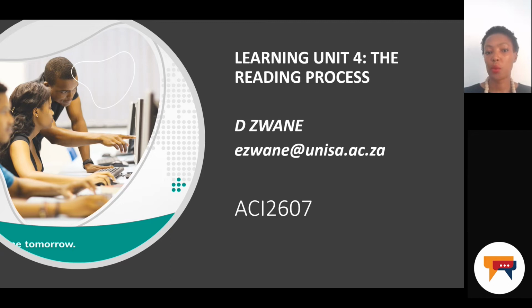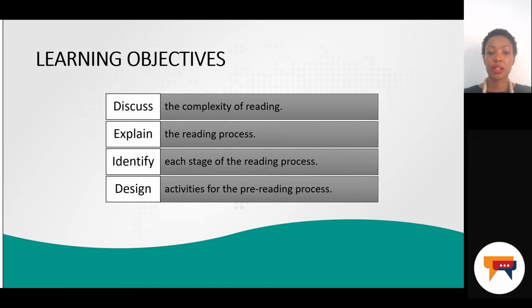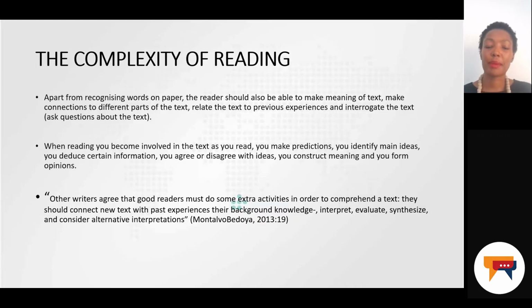And in this recording, we will be focusing on the reading process, which is your learning unit 4. By the end of the lesson, we hope to have achieved the following learning outcomes: discussing the complexity of reading, explaining the reading process, identifying each stage of the reading process, and designing activities for each of the reading process stages. Let's start by looking at the complexity of reading.